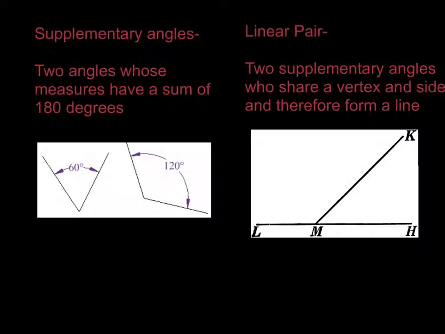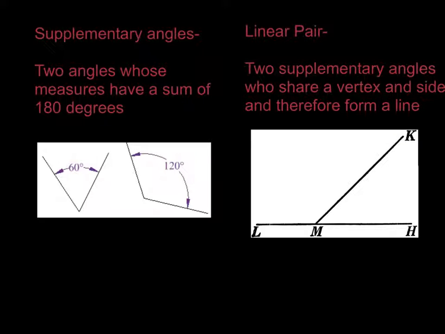A linear pair is going to be when we have two different sets of supplementary angles. So if we look here, angle LMK, it shares a vertex M and it shares the side MK. That angle is going to be supplementary to angle KMH. And because they share a side and a vertex, we call those a linear pair.